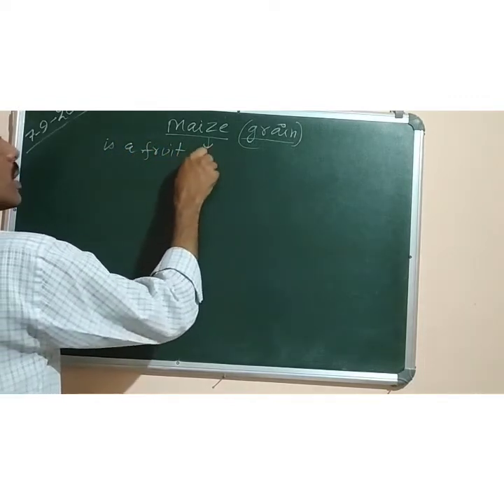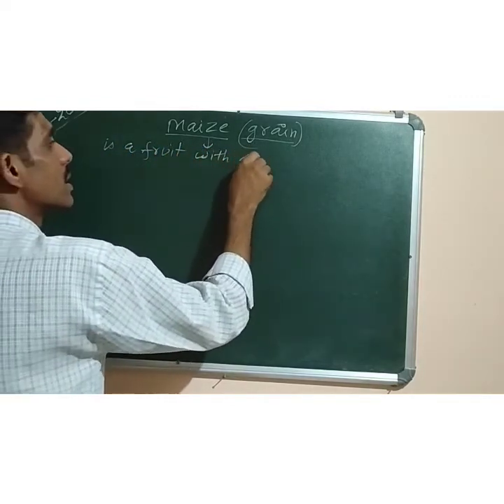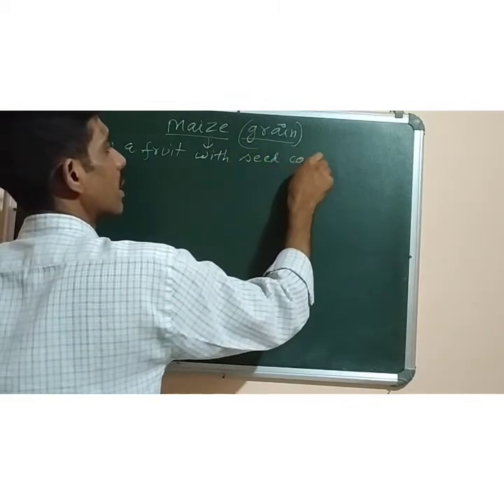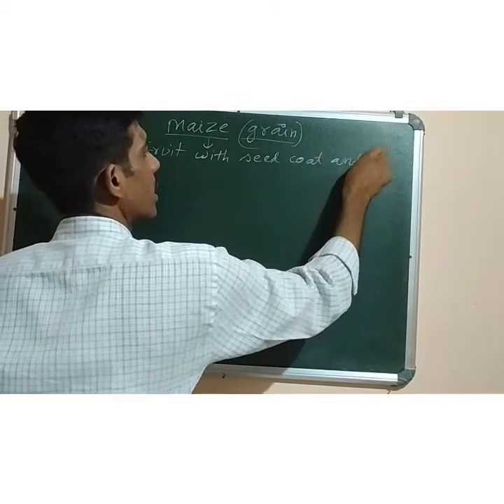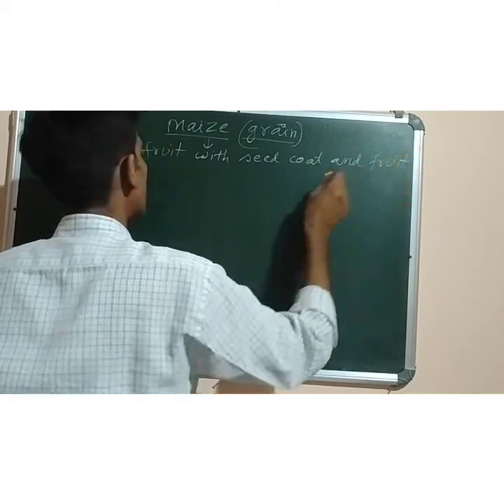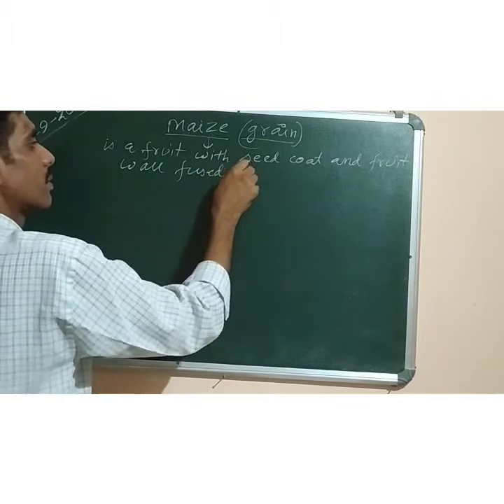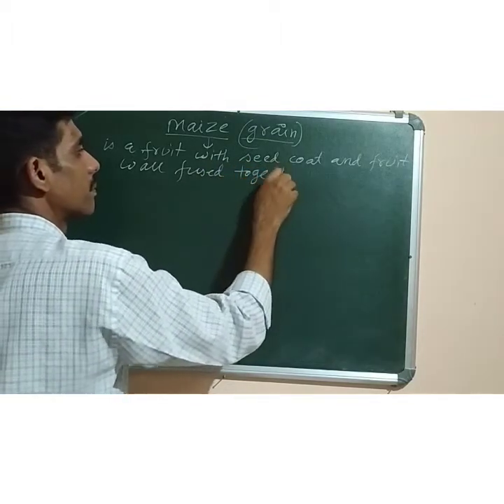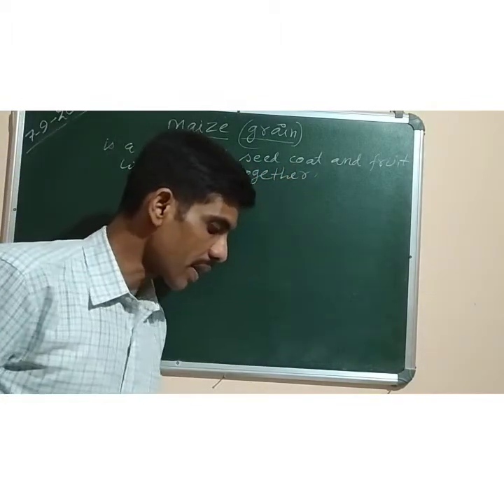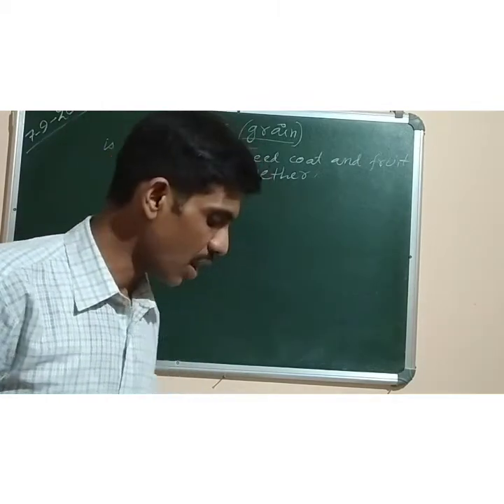Maize is a fruit with seed coat and fruit wall fused together. Fused together. Okay, now next, what are the different parts present in a maize seed?